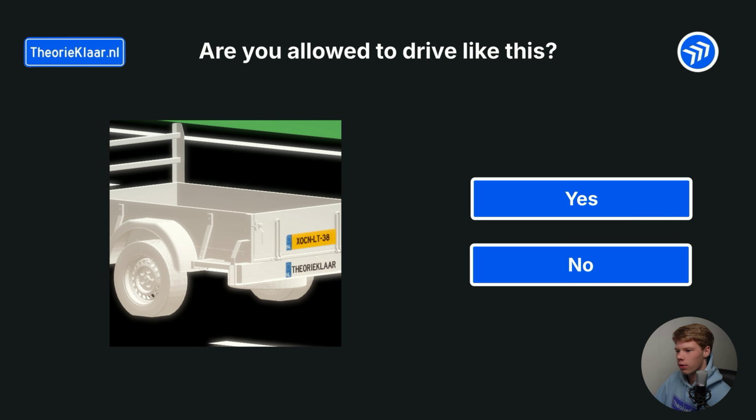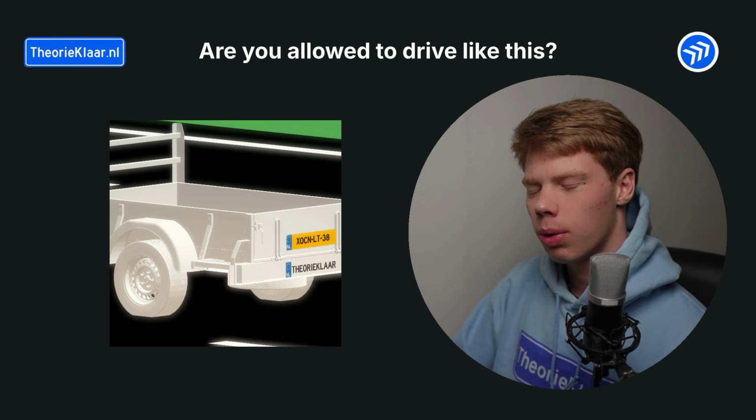Are you allowed to drive like this? Yes or no? What do we see in the image?